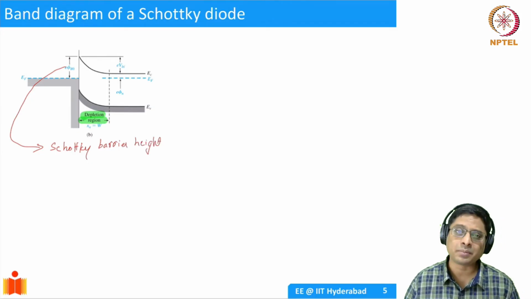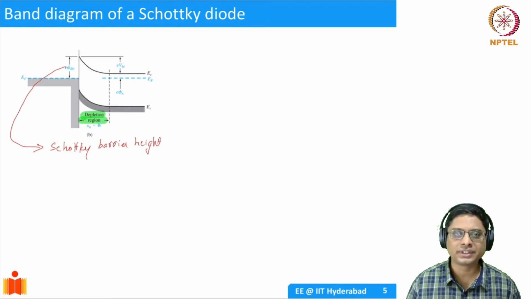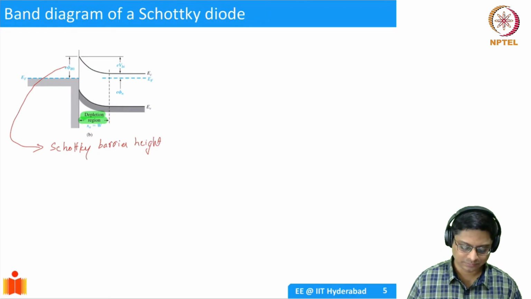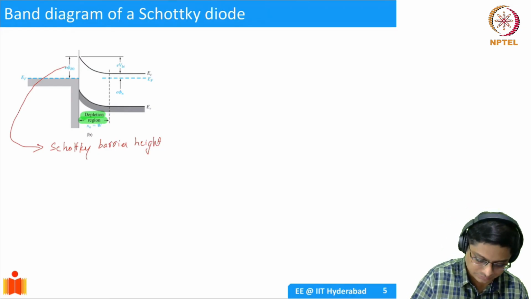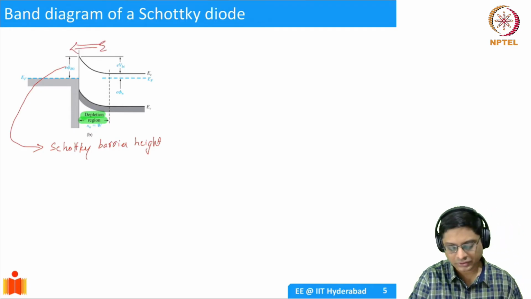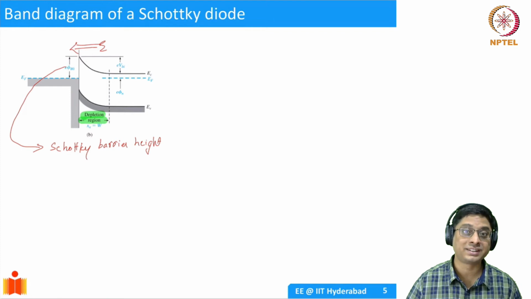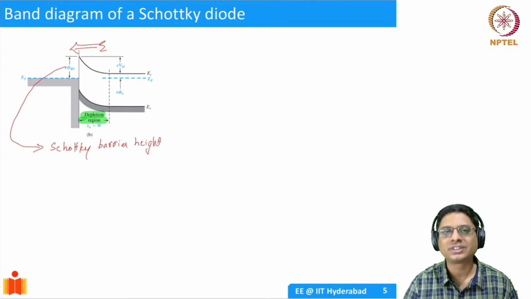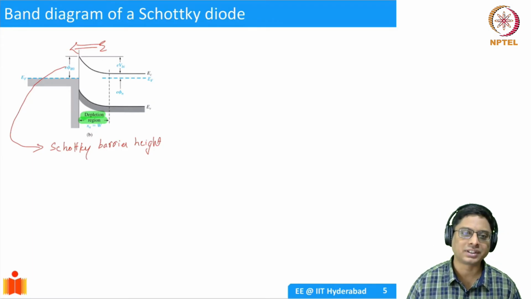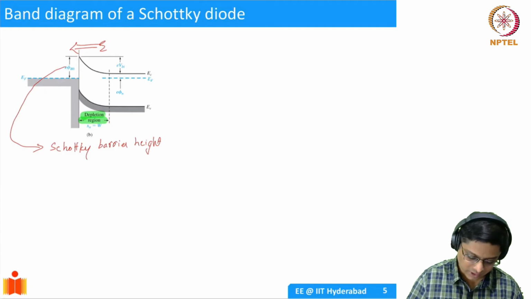Okay, why is it a barrier? Well, you have electrons in the semiconductor and the field is pointing in this direction, right? So electrons cannot cross that field. Electrons experience a barrier. Electrons cannot move into the metal. Similarly, metal electrons cannot come into the semiconductor. So there is a barrier for that. And the height of the barrier is given by phi b naught here. Okay. So phi b naught is going to be how much?